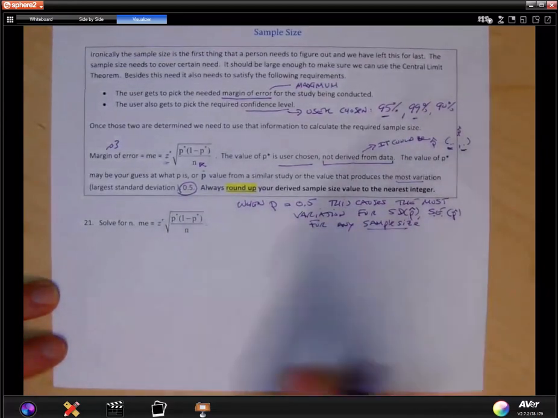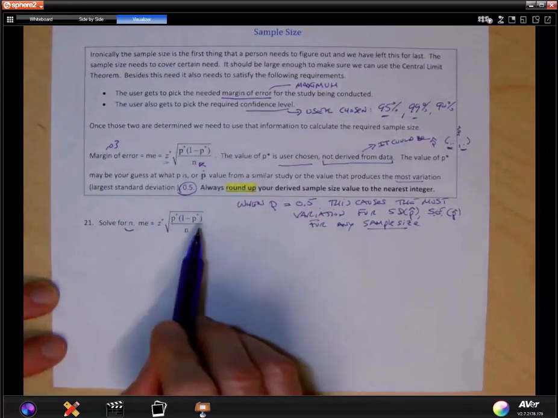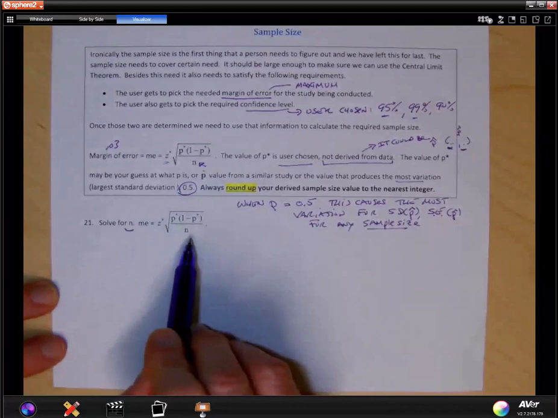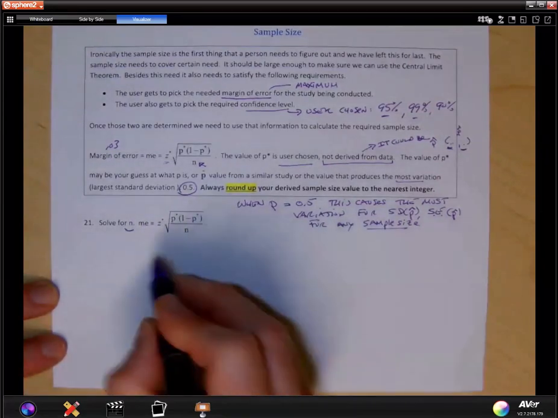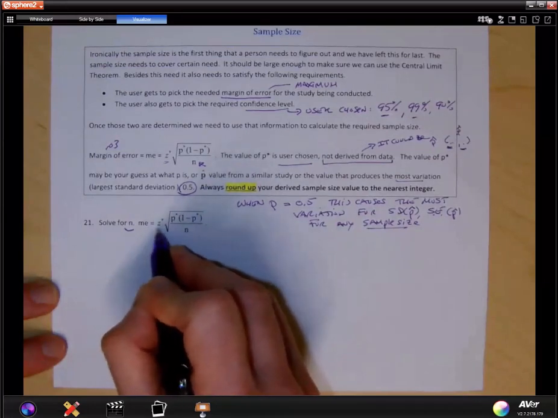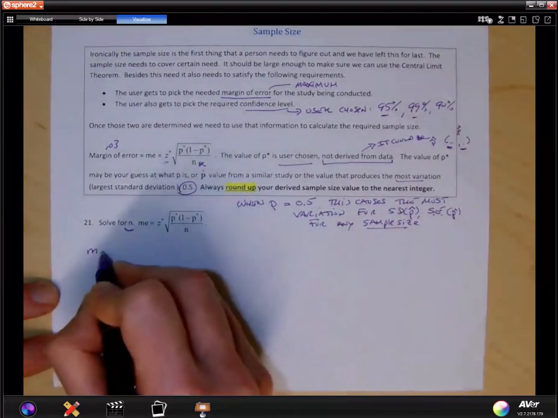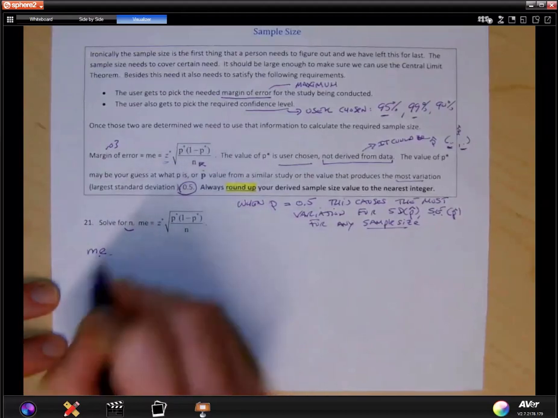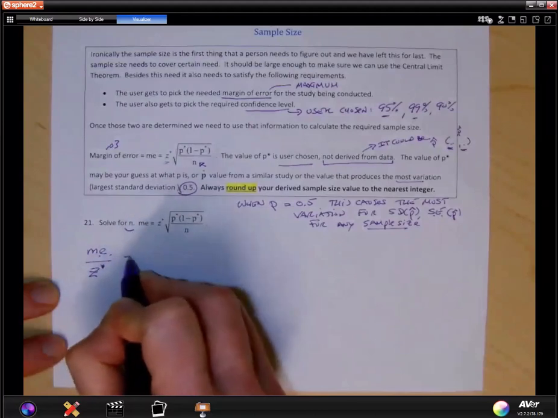So now what are we going to do? Let's solve for n so we can use this formula to determine what the formula will be for sample size. To do this, I'm going to divide both sides by z star. When I do that, again, ME is for margin of error. I'll just leave it as ME, sometimes you see it with the dots. I'll divide both sides and I'll get this, z star. And this is equal to.